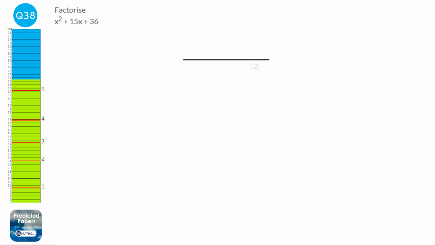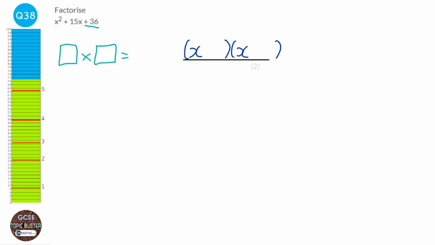140.06. So here we're asked to factorise a quadratic, and our answer will be x plus or minus something, x plus or minus something. So it'll be 2 sets of brackets with an x at the start. Okay, so to be able to find out what's in the bracket, we look at the 36 there, and we know that we're going to have to multiply 2 numbers together to make that 36. And we look at the coefficient of the x, that 15, and we know we're going to have to add these numbers together to make that 15.